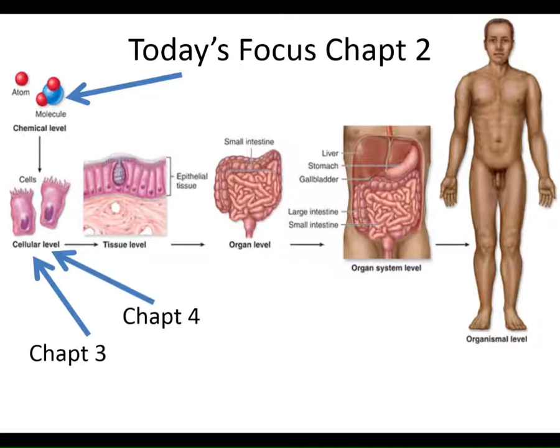So here's that atom-to-atom continuum. I've already reviewed this with you. And really what we're doing today is we're going to be talking about atoms and molecules. When we get to chapter 3, we'll be talking about tissues and cells and organelles. So we're going to be going up this continuum. We'll finally get to tissues in about 10 days or so, 2 weeks. And then from that point on, we'll be looking at organs and organ systems for the rest of the semester.